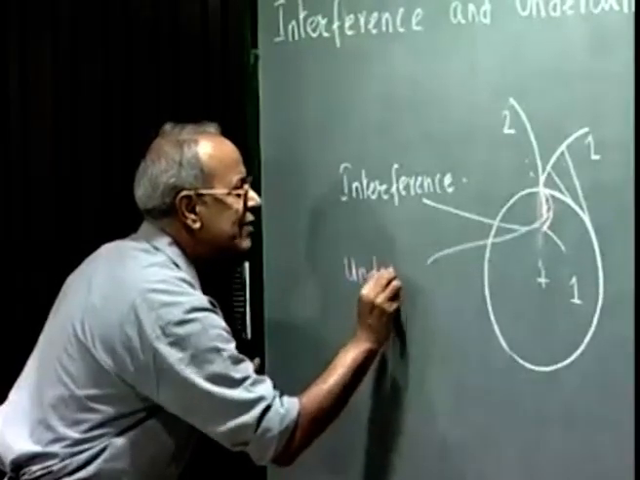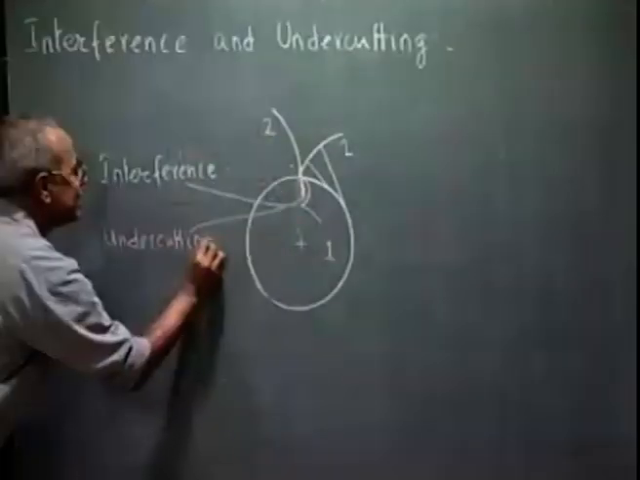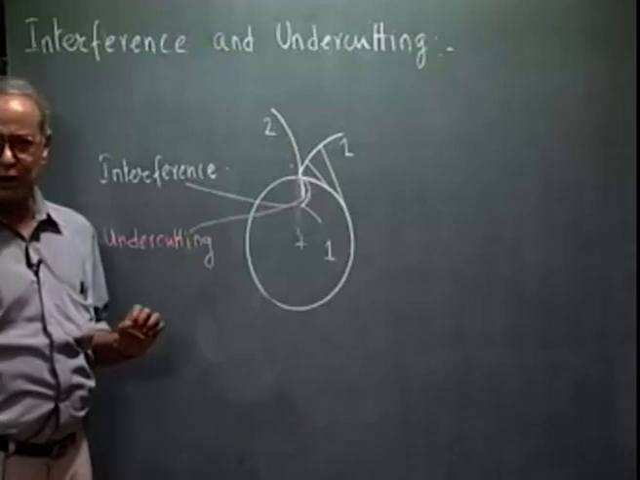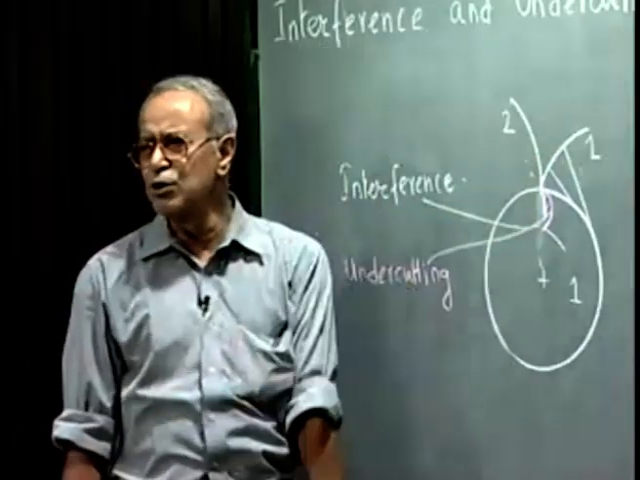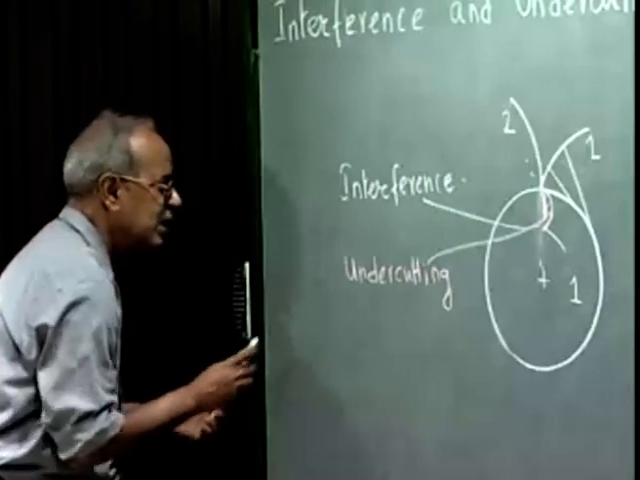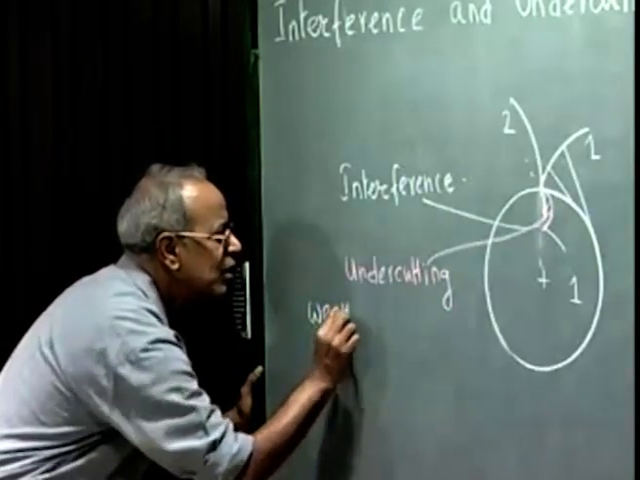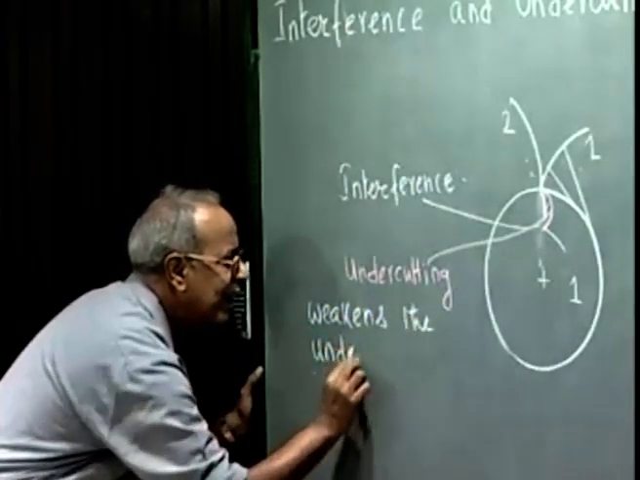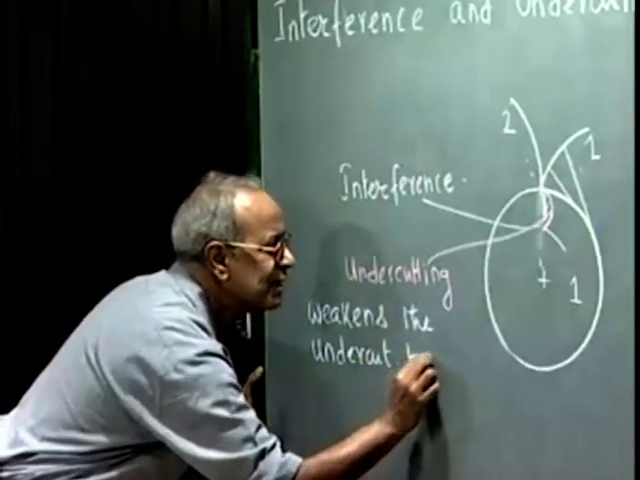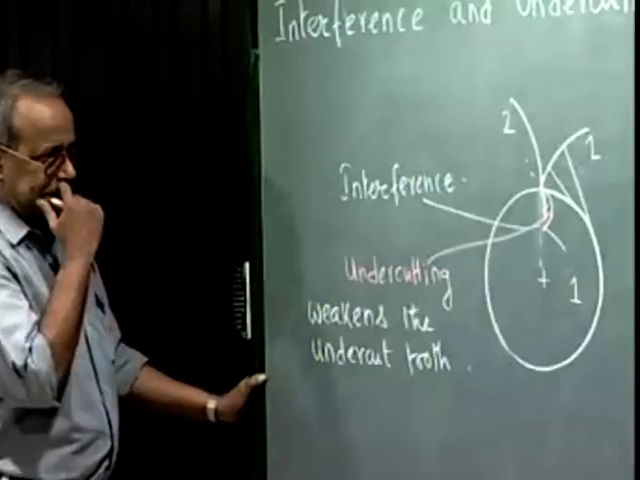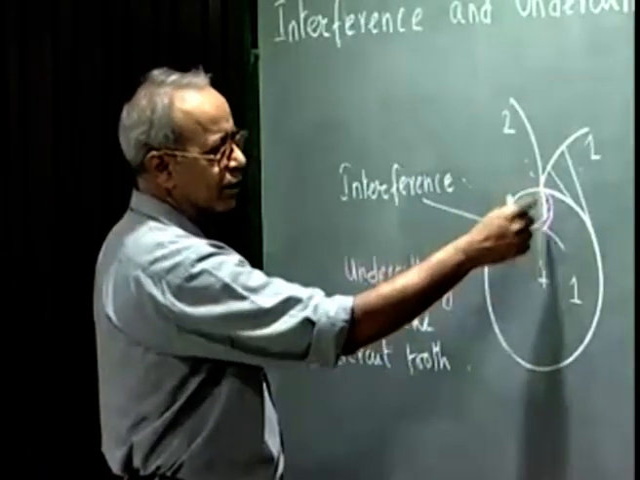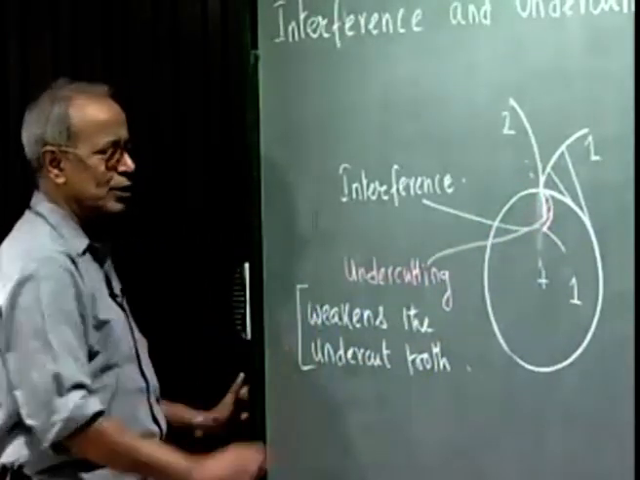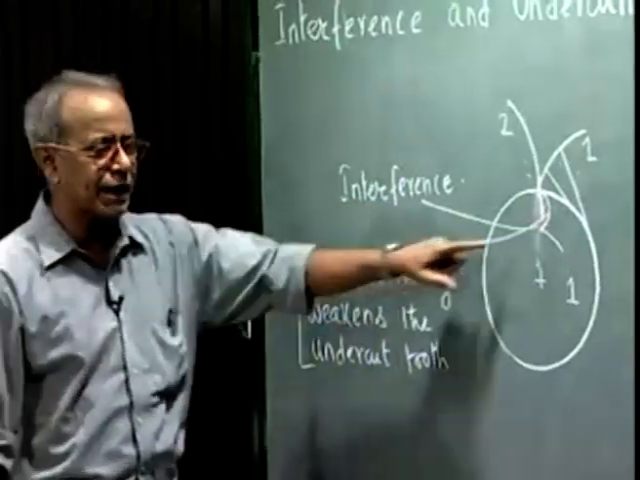We have avoided the interference by undercutting the tooth of gear 1 inside the base circle. But this is not a very satisfactory solution because this undercutting weakens the tooth of gear 1. Undercutting weakens the undercut tooth. And it is here at the root of the tooth where failure takes place. So if we have weakened the tooth near its root, that is not a very desirable solution. Only if it is a must, then only we should undercut the tooth.